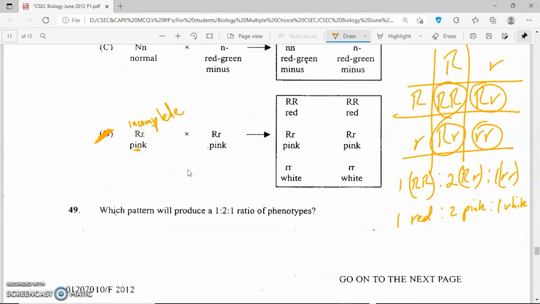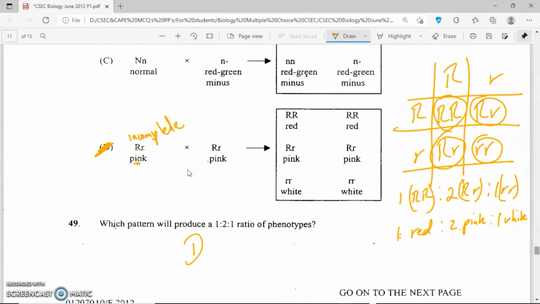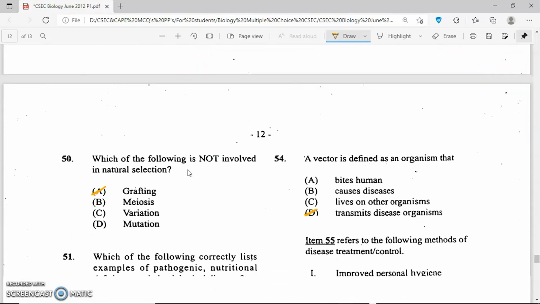So the homozygous dominant would be red, because red and white would give you pink. The heterozygous would be pink, and the homozygous recessive would be white. So you get one red, two pink, and one white. So red, white, and pink would be the phenotype. So you get the 1-to-2-to-1 ratio in the phenotype. So the answer for 49 would be D. Okay, D is the answer for 49.